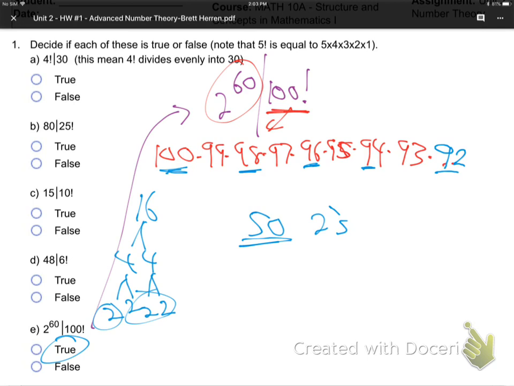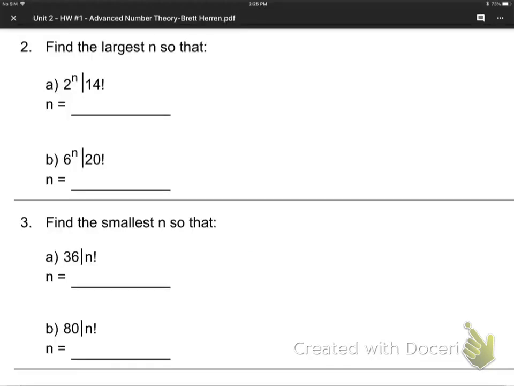Good reasoning. Good? That makes sense? It's way more than 52s in there. And the same thought's helpful for all of us. All right, let's try this one. 2 to the n into 14 factorial. So they want us to find the largest n that'll work, so that 2 to the n will go into 14 factorial.